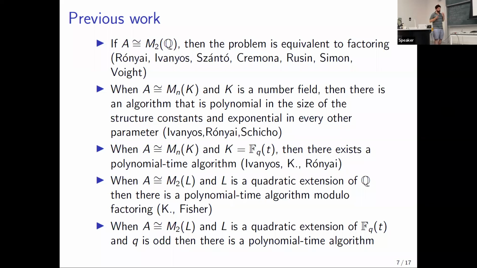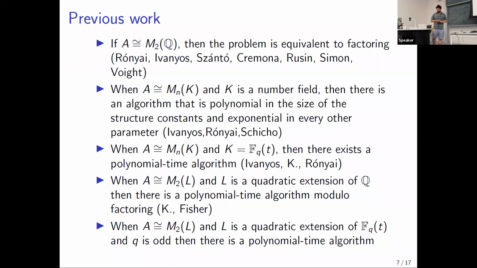So is it exactly as hard as factoring? And the answer is yes, it's equivalent to factoring. And since this is a fundamental problem, because this is exactly the same problem as finding rational points on conics, there have been various works providing algorithms for this. And then you can consider the natural generalization: your A is isomorphic to M_n(K), where K is some number field.